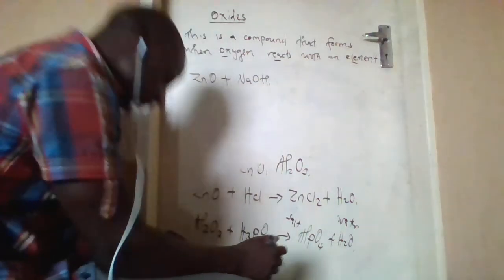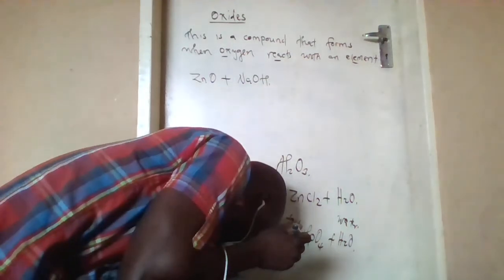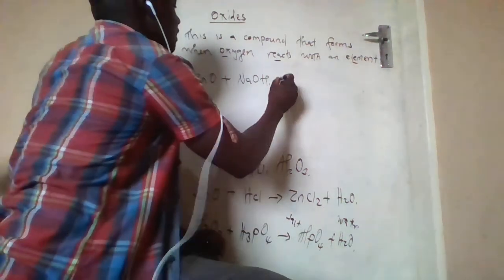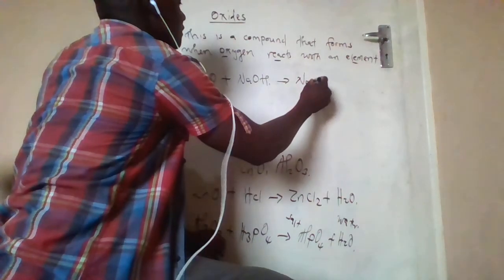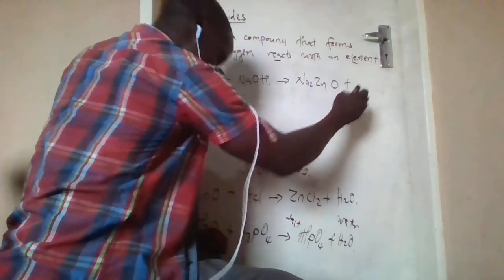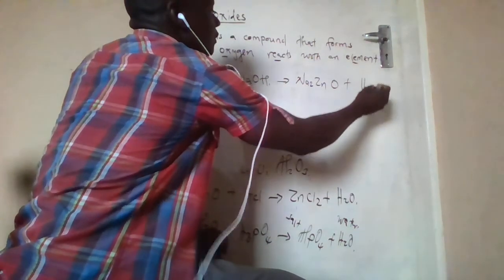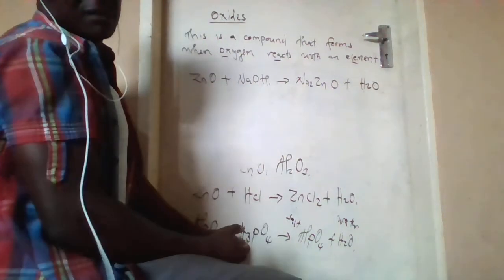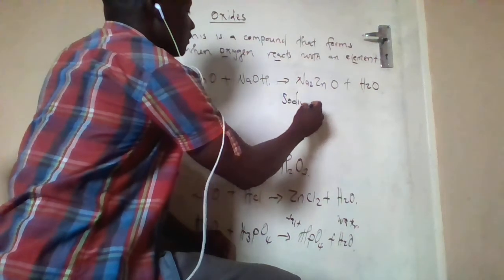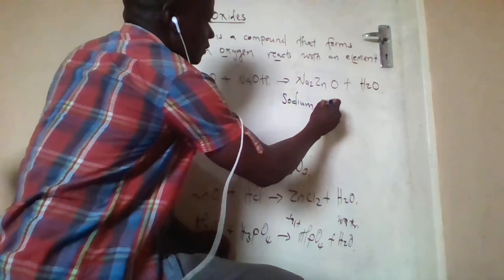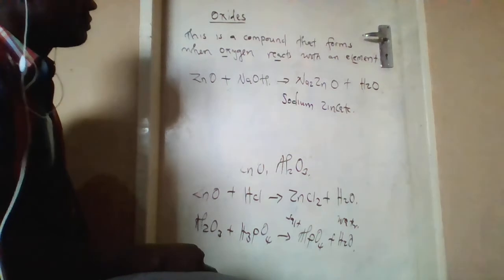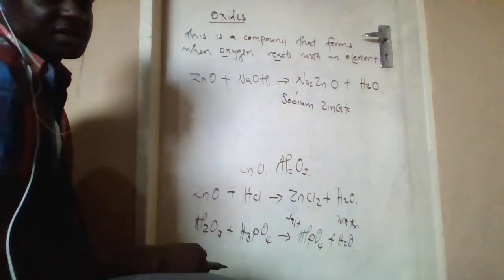a salt, sodium zincate, Na2ZnO2, plus H2O. This is a double salt, an example of a double salt, which is called sodium zincate.